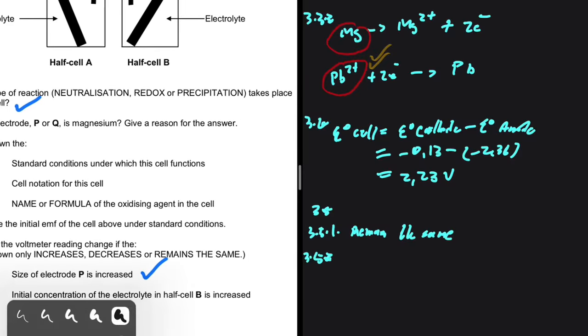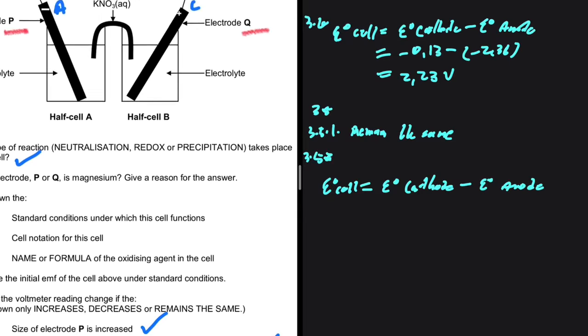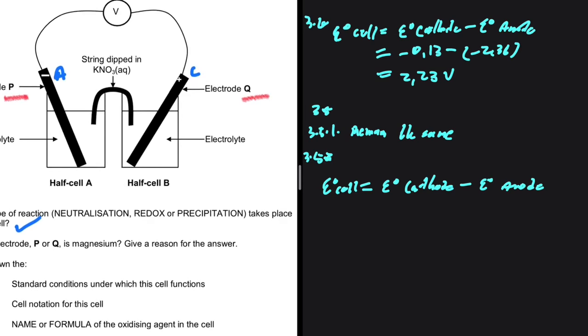3.5.2. If the initial concentration of the electrolyte in half cell B is increased. So increasing the initial concentration of the electrolyte will increase the reduction potential of that space or of that electrode. So let's take a look at our equation. The EMF of our cell is equals to the potential at the cathode minus the potential at the anode. We are increasing the concentration in half cell B. Half cell B is where we have our cathode. So the potential at the cathode is increasing.